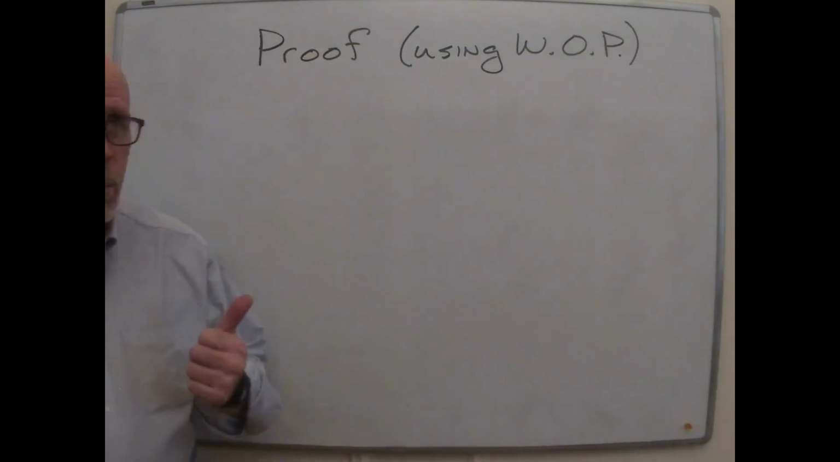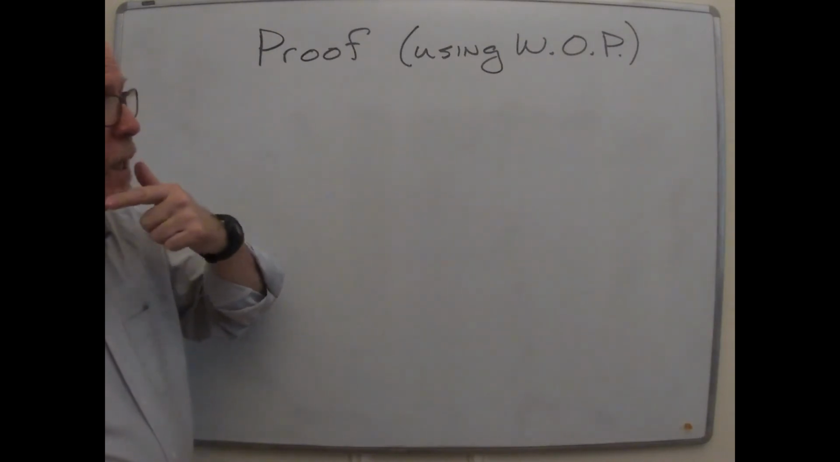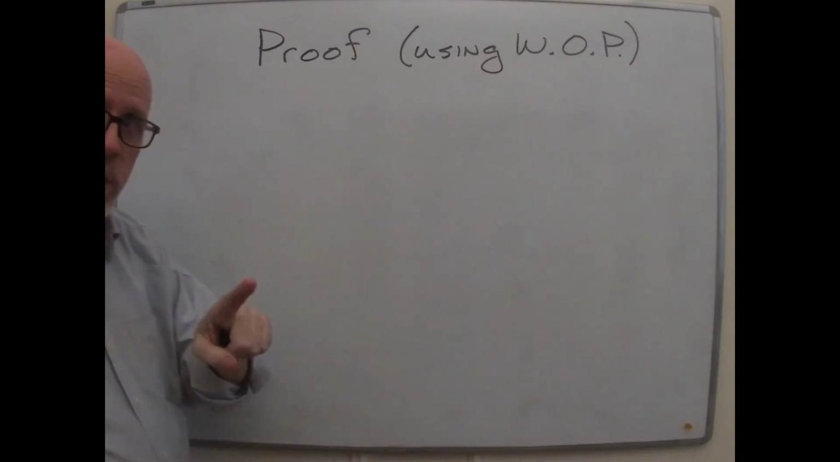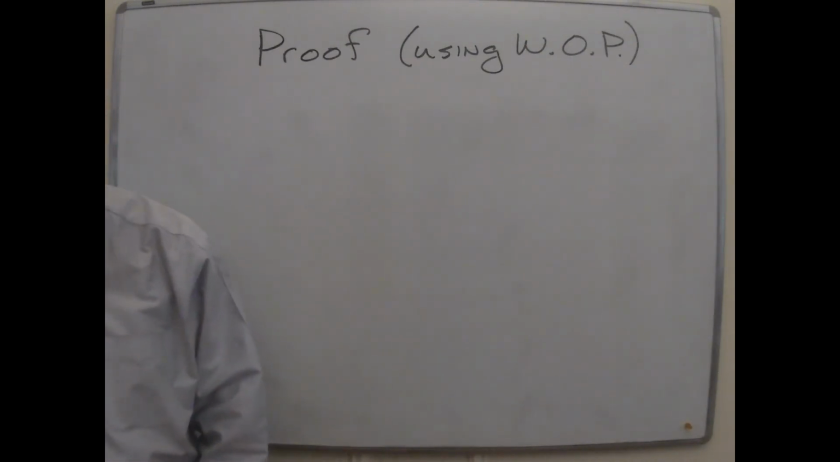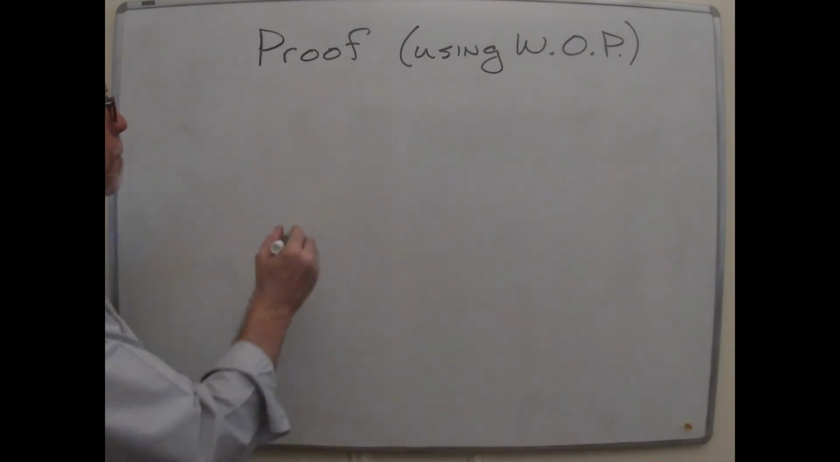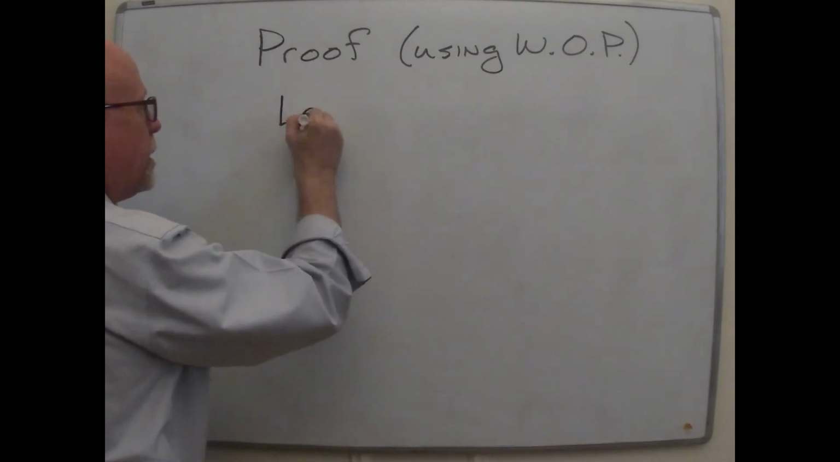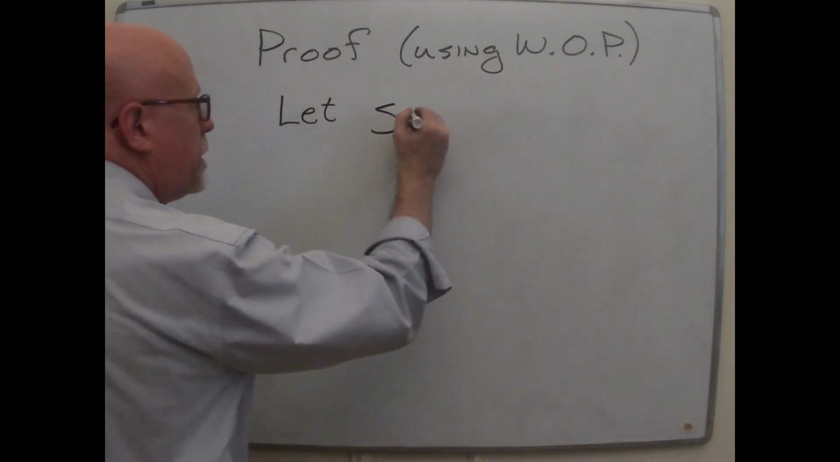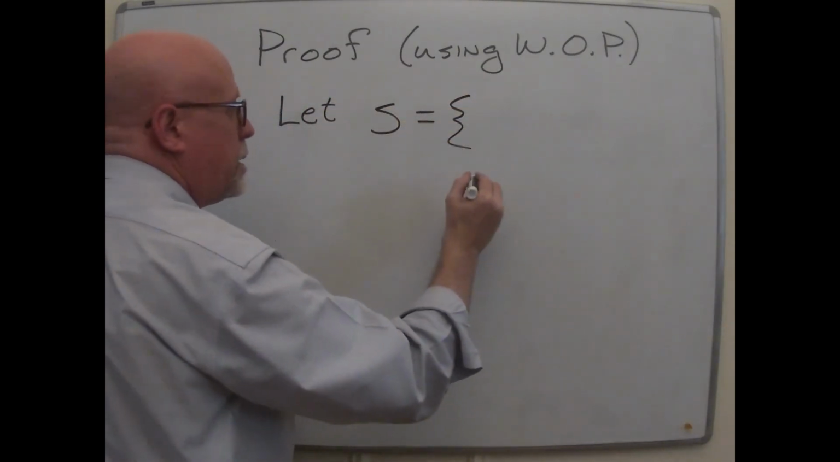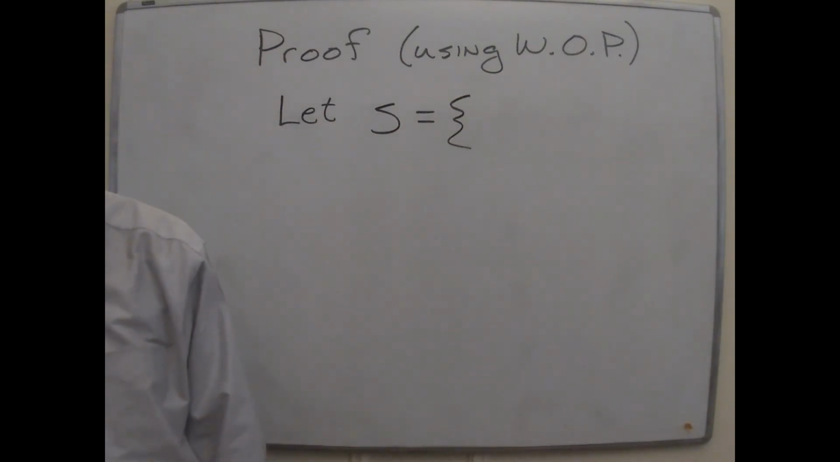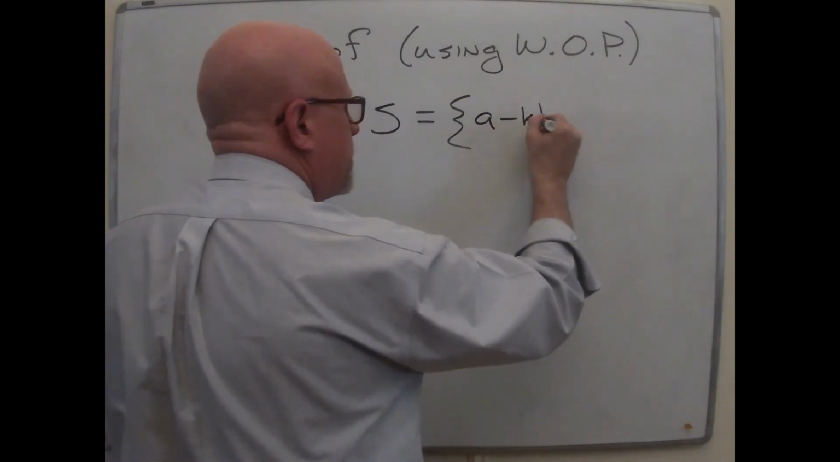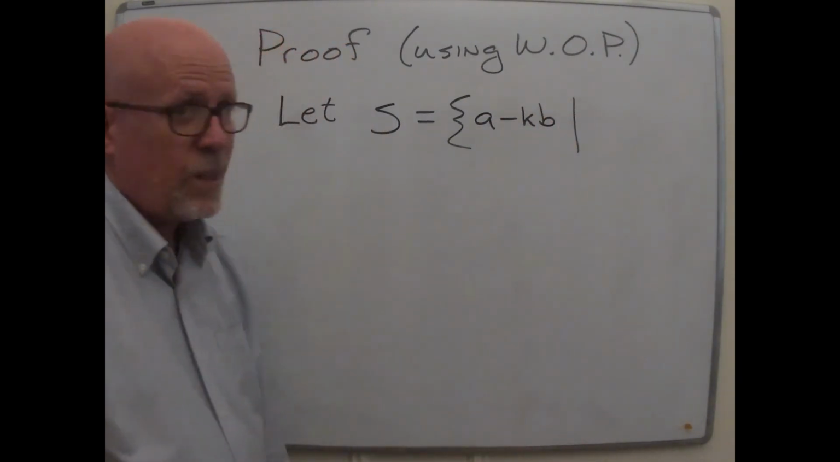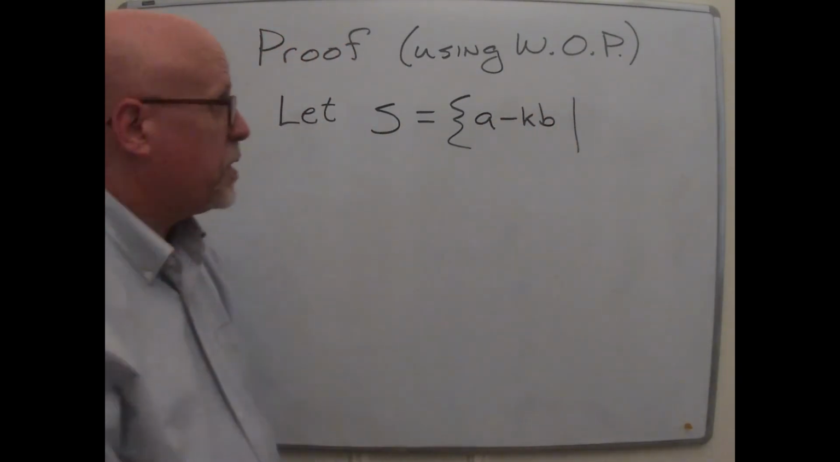In order to apply the well ordering principle, you have to have a set that you know for sure is non-empty that's contained in the natural numbers. Let me show you how we'll build that set. Let S be the set that's defined like this. It's expressions that look like A minus KB, where the only restriction is that K is an integer.